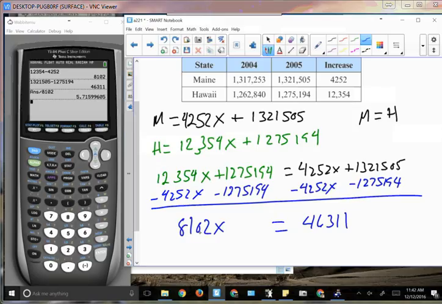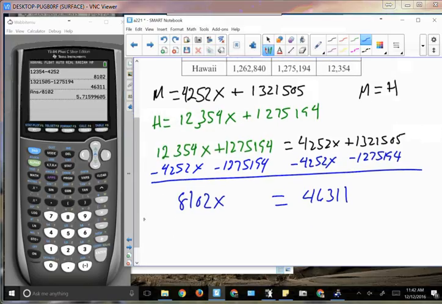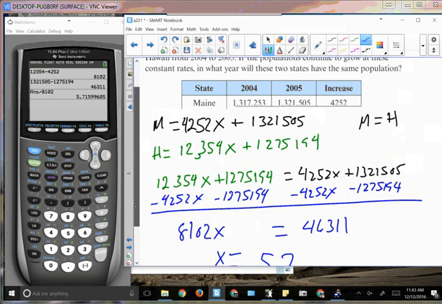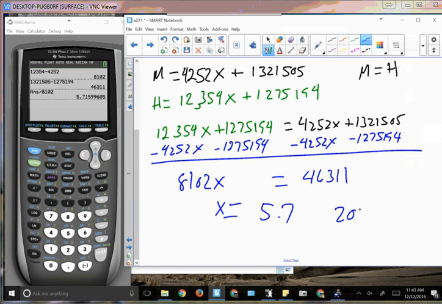Actually, I think they got the error because they come up with 54,316. Oh, I know what they did. They went and used the 2004 numbers. I used the 2005 numbers. So x is equal to, it always helps to pay attention to that. So we end up with 5.7 years. So I'll use the 2005 numbers, so that means in 2010 is when that should happen.